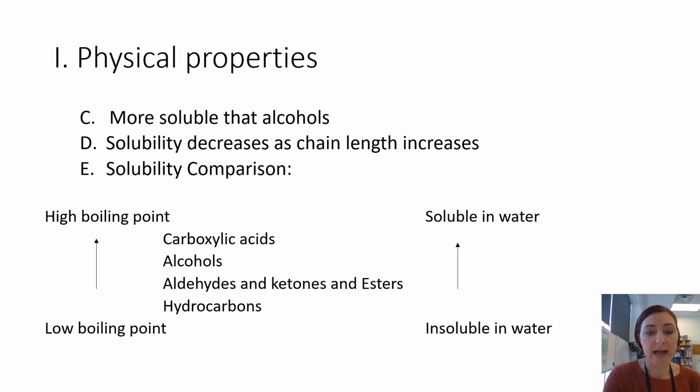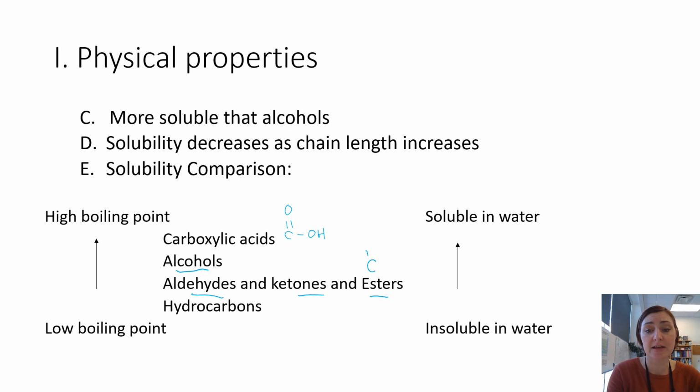So carboxylic acids, because they have the potential to have two different hydrogen bonds with each other, that is a stronger force holding those two molecules together, they're going to have a higher boiling point than alcohols. Same thing with solubility in water. They're going to be more soluble than alcohol in water. Alcohols are more soluble and have a higher boiling point than aldehydes, ketones, and esters.